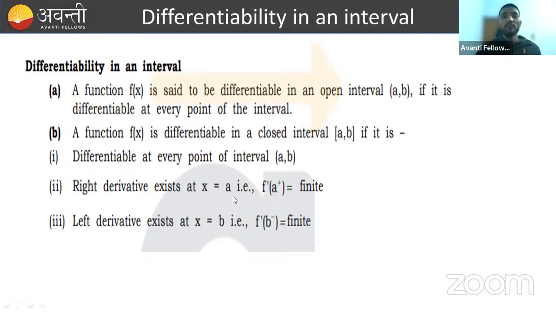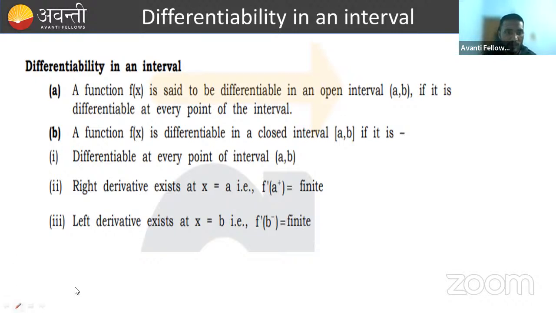And the other is, if it is differentiable in a closed interval, what do we need to do? We need to check the differentiability at every point in between A and B, but since it is a closed interval, at the boundary points, that is A and B, you also have to check. At A you have to check the right derivative, because left will not be applicable, and at B you have to check the left derivative, like this one.